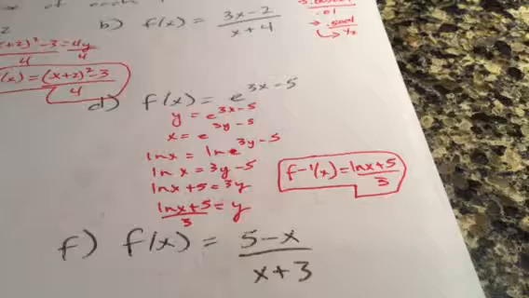So write in f of x, we're going to write y, interchange x and y, attach natural log this time, do the opposite of c. Add 5 divided by 3, f inverse of x, natural log x plus 5 divided by 3.